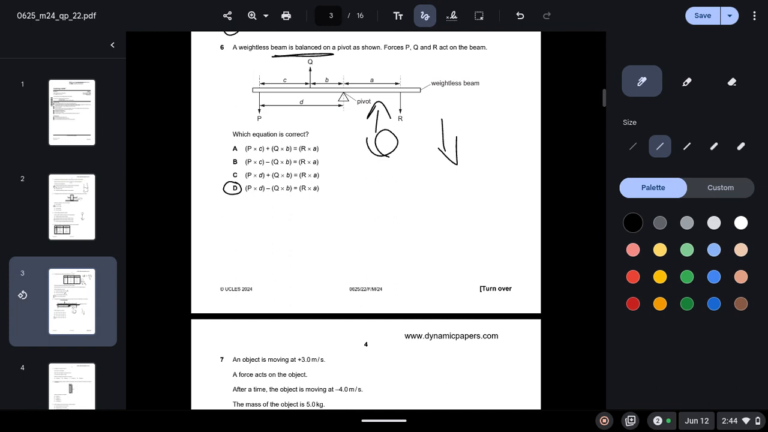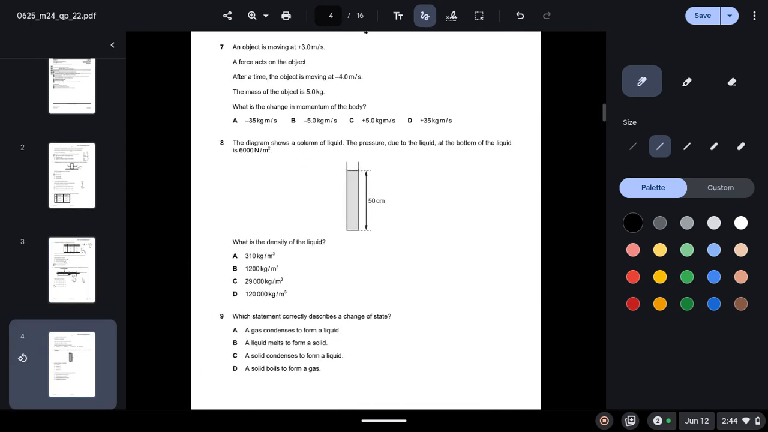An object is moving at plus 3 meters per second, a force acts on the object. After a time, the object is moving at negative 4 meters per second. The mass of the object is 5 kilograms. What is the change in momentum of the body?